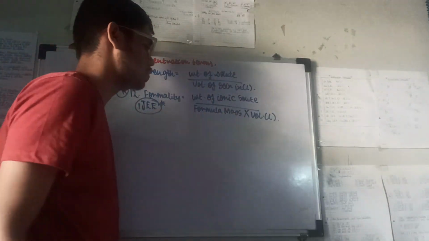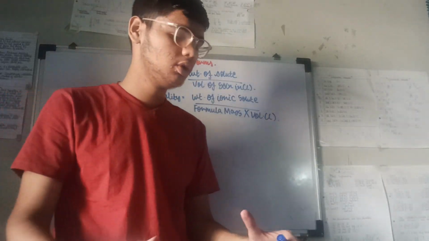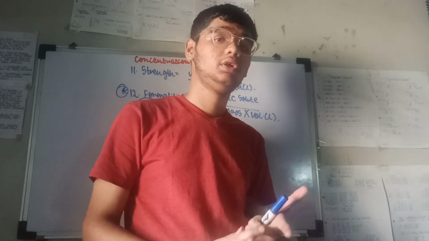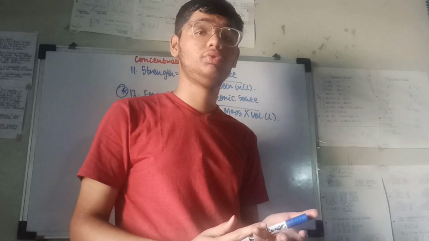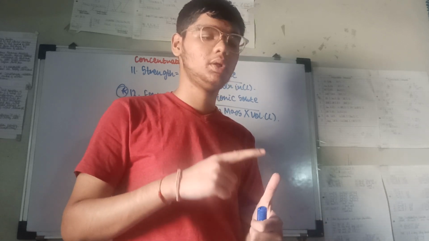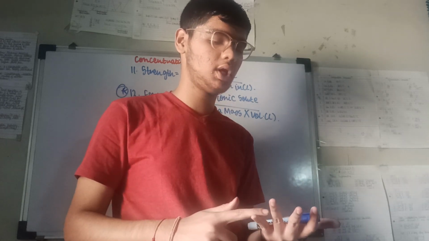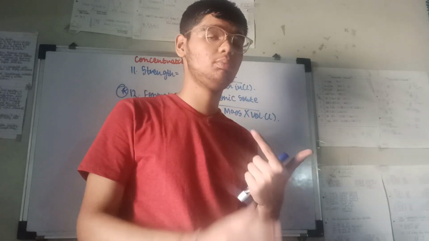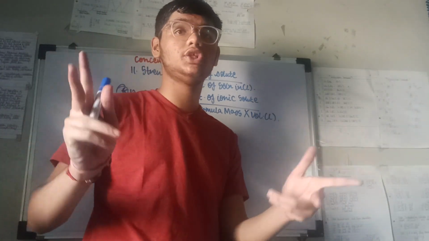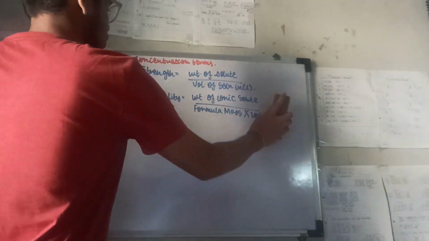So these were the concentration terms. 12 concentration terms we have discussed. What are they? First, weight by weight percent, volume by volume percent, weight by volume percent, volume by weight percent, ppm, ppb, molarity, molality, normality, strength, formality, and mole fraction. 12 terms we have discussed. Now let's see the interrelation between these terms. Interrelation is another key topic of this chapter.